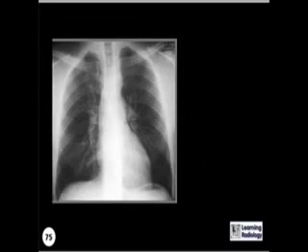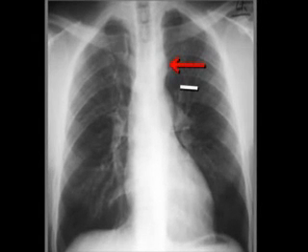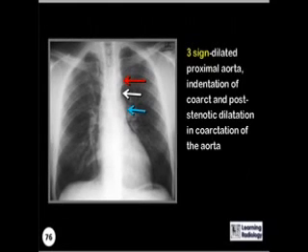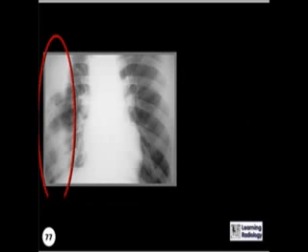What is this sign called? This is the 3 sign, which is a dilated proximal aorta, an indentation from a coarctation, and post-stenotic dilatation of the aorta, as seen in coarctation of the aorta. What appearance is depicted here?